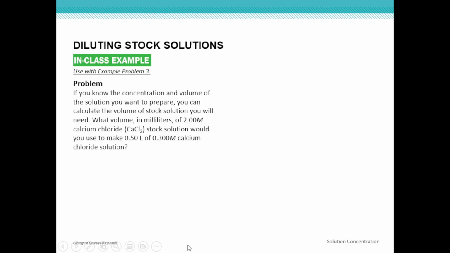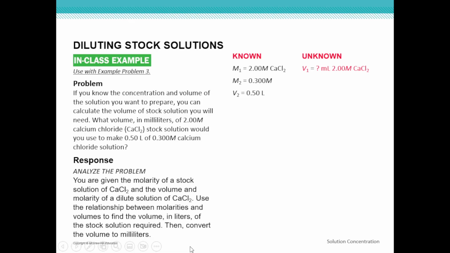First step, write your givens. So my knowns are 2.00 molar calcium chloride, 0.300 molar solution I want. So I'm diluting from 2 to 0.3. And of that second solution that's 0.3, I want half a liter, or 500 milliliters. So it's saying how much of that initial stock solution of the 2 molar calcium chloride solution do I need to water down to half a liter?